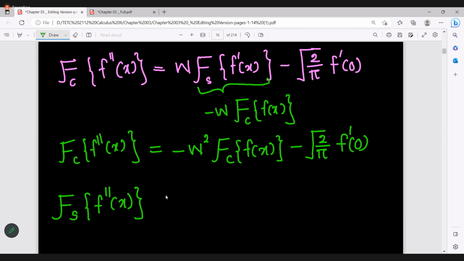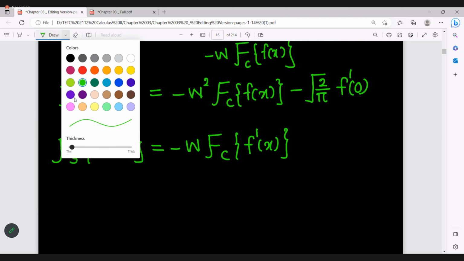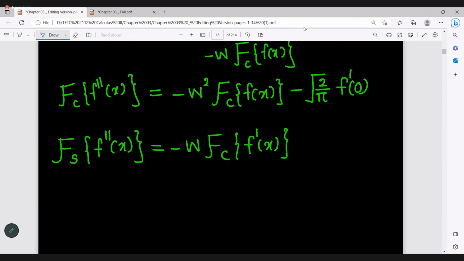So by replacing f in the statement above by f dash, we can write this is equal to minus w times the Fourier cosine transform of f dash x. But we already have an expression for the Fourier cosine transform of f dash x. So we can replace this term by that expression. What is it? Tell me what it is.